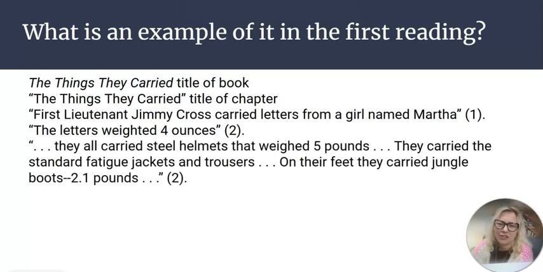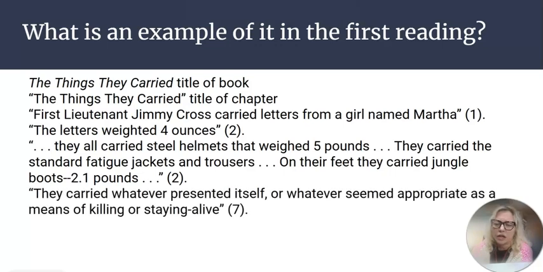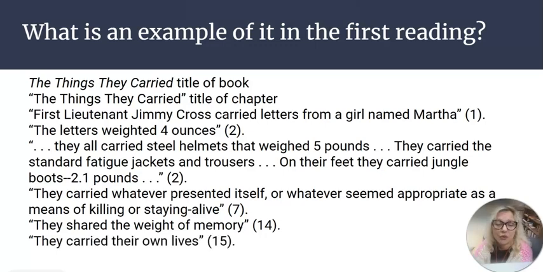And so, like, here's a good example on page 2 of that. They all carried steel helmets that weighed 5 pounds. They carried the standard fatigue jackets and trousers on their feet. They carried jungle boots, 2.1 pounds. And in this chapter, the narrator is listing item after item after item that the GIs are carrying, and even telling us explicitly how much these things weighed. Even something as light as a letter that only weighs 4 ounces. We already did that one. They shared the weight of memory. They carried their own lives on page 15.